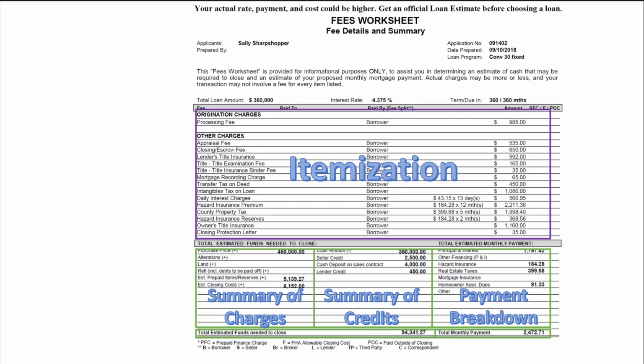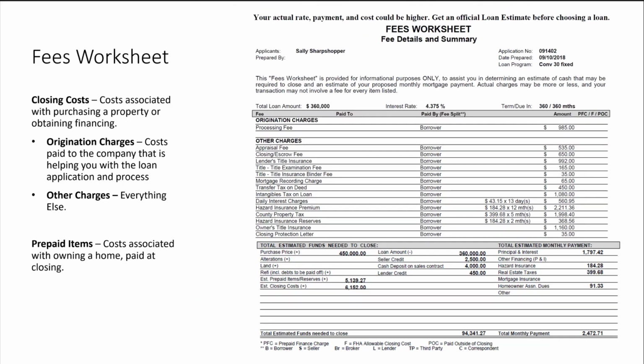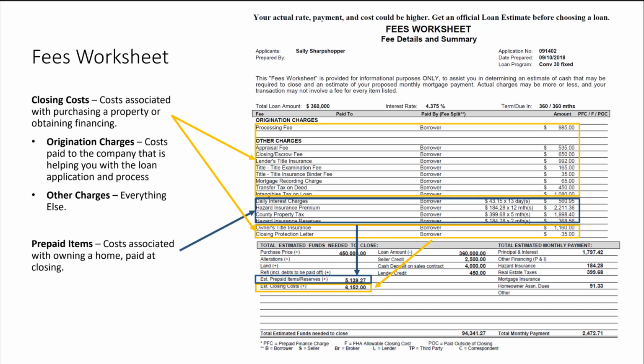Digging deeper, the closing costs are made up of origination charges, which are fees charged by the company that's helping you to obtain the financing, and other charges, which include everything else except for the prepaids, which are costs of owning the home that are collected at closing, as opposed to costs that are incurred during a home purchase. So homeowners insurance and property taxes are examples of prepaid items that are collected at closing. And attorney's fees and title insurance and recording fees are examples of things that are charged because you're buying a house or getting a mortgage. Those would be closing costs.